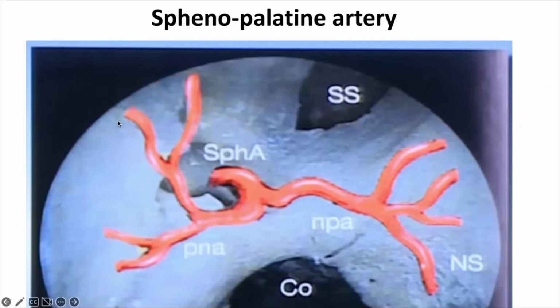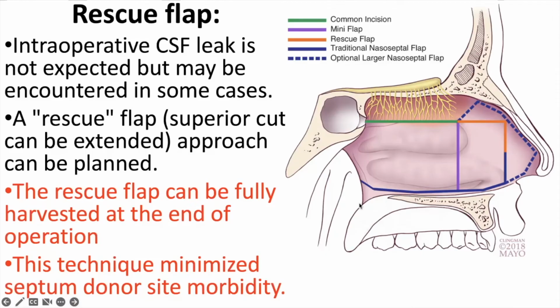So I told you that the most important artery is the Spheno-palatine artery, which is the main blood supply of this flap, which should be preserved. So the superior cut should be extending at the lower margin of the ostium of the sphenoid sinus, and the inferior cut should be over the choana, I mean the superior margin of the choana. So preserve the Spheno-palatine artery. If you damage this, then your flap may become necrosed.